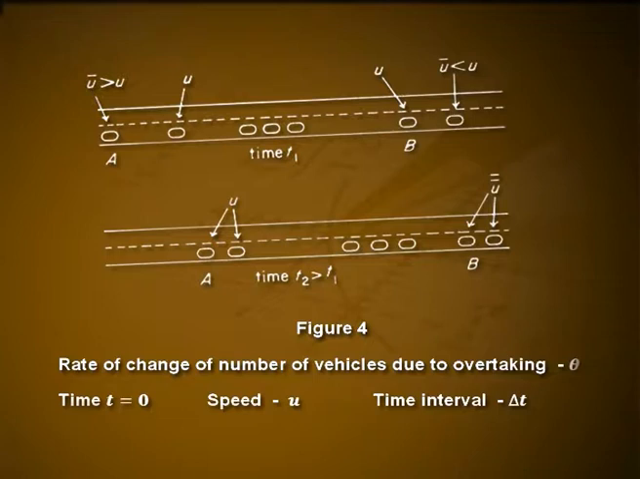Assume that there is a vehicle at time t equal to 0 at point x travelling at speed u. Let us compute the number of vehicles overtaking this given vehicle in time interval delta t. We note that all vehicles which have speed u bar greater than u and are in the interval x minus (u bar minus u) into delta t to x will overtake the vehicle at x in the interval delta t.